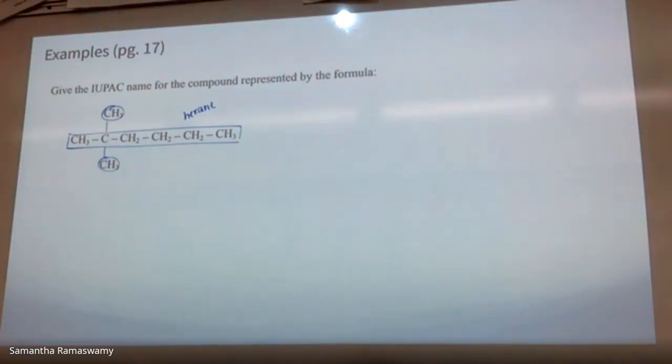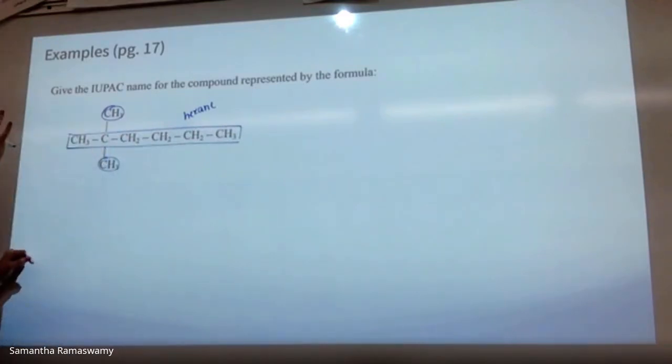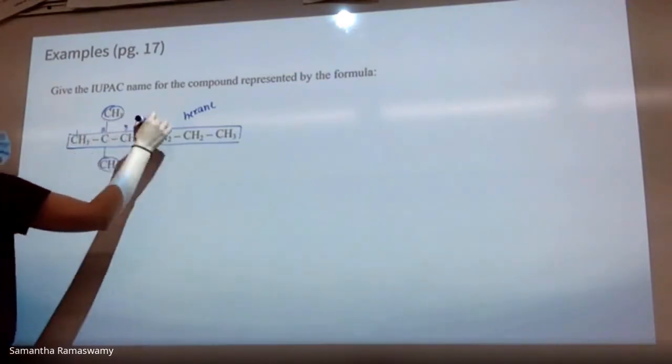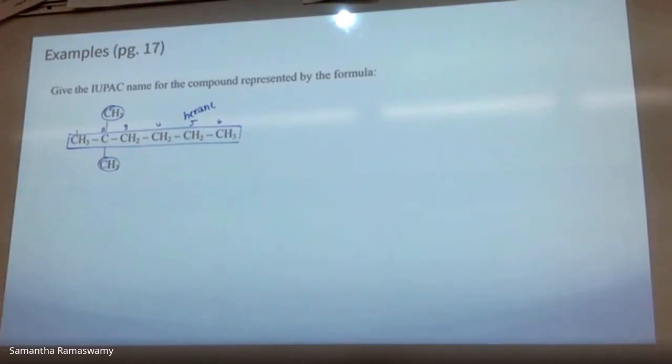Number your carbon chain so that these substituents have the lowest number possible. If I start from this side, it's 1, 2, 3, 4, 5. This carbon would be 5. If I start closest to the substituents, it's 1, 2. So the substituents are off of the second carbon. That's the way you want to number it. Now with this, you have to be careful because if you have more than one substituent, you need more than one number.